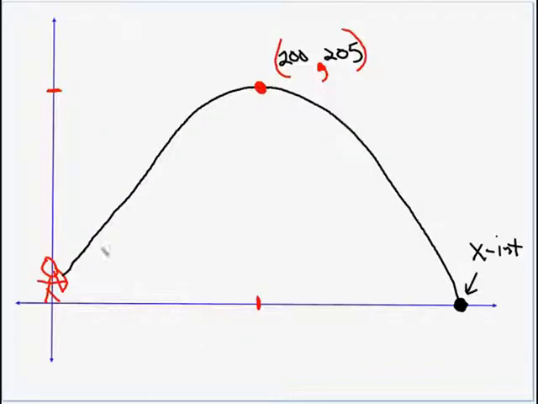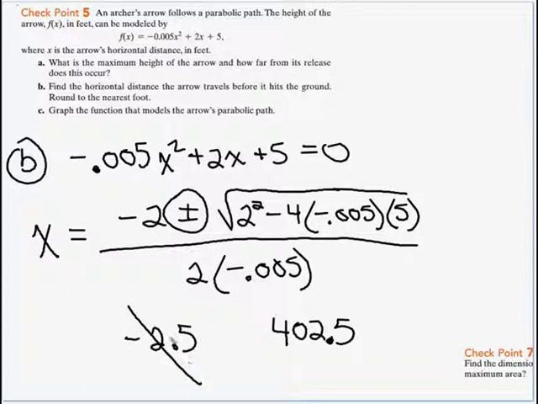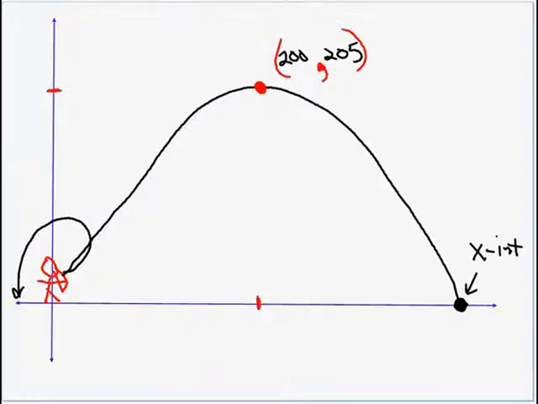Well, let's see. If you're going to shoot an arrow, is that arrow going to go up and then land behind you? Well, maybe if you're a real bad shot or there's a strong wind, I guess. That could be possible. But this is the nonsense answer that does not fit the context of the problem. The 402.5, and again, I think we are in feet. Yes, we are in feet. That's how far the arrow went before it hit the ground. 402.5.